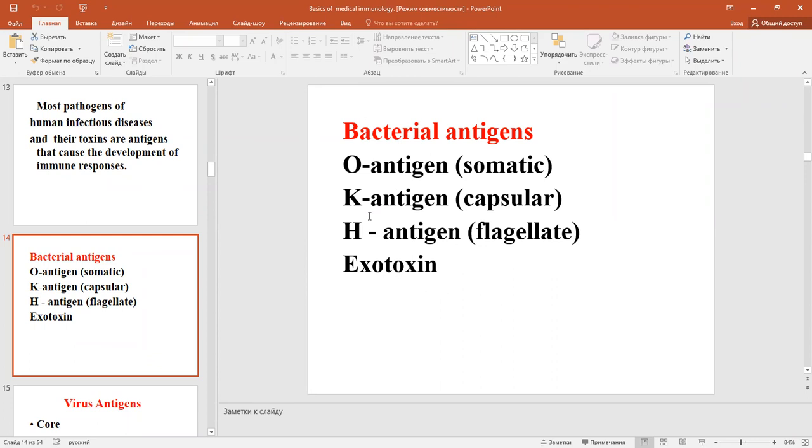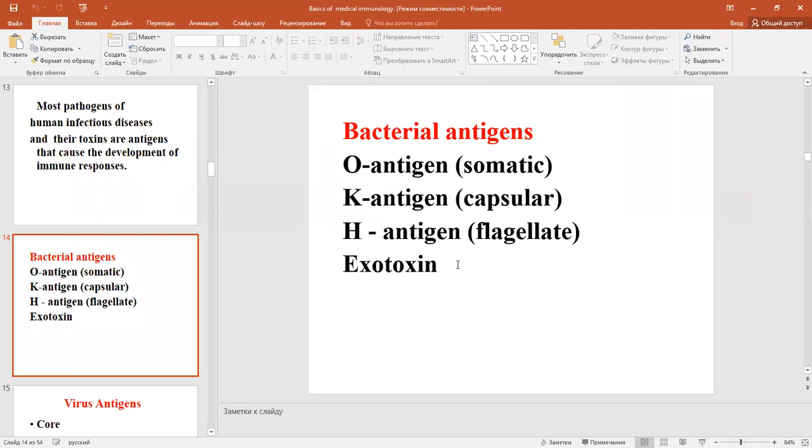And basically, we are talking about O antigen, somatic substances of the cell wall, K antigen, capsular. Most bacteria have a capsule. And H antigen, antigen of flagella, protein of flagella, in case bacteria have got flagella. If a bacterial cell has no flagella, no H antigen.